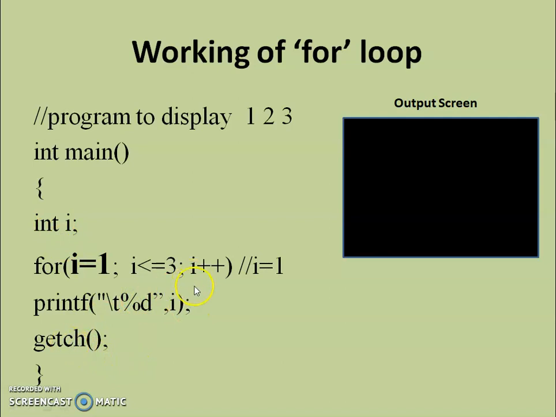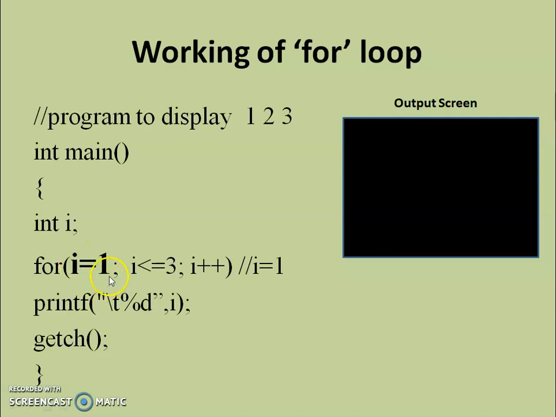And finally, once you are outside the loop, getch, which is used to accept the value of one character, is used in the program to just hold the output screen. So let's have a look at how it's working.